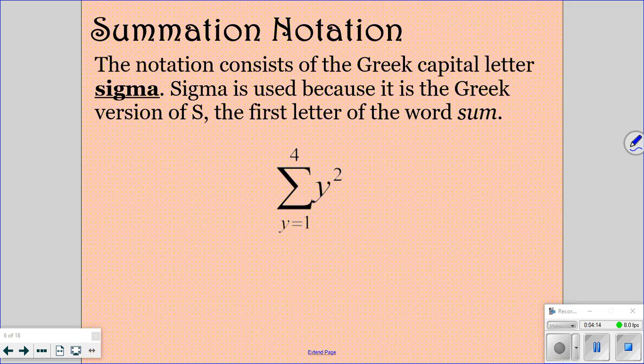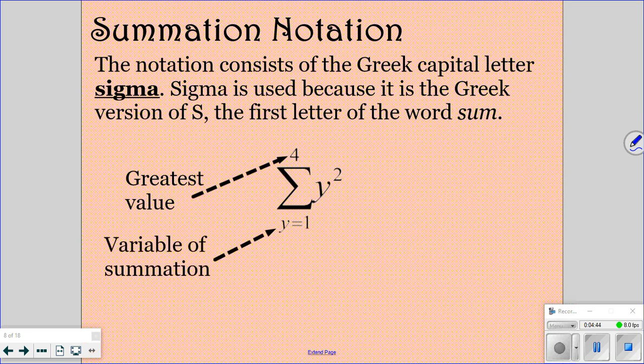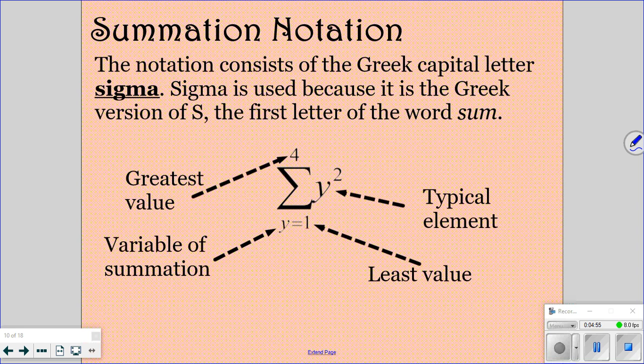Looking at summation notation. The notation is going to consist of the Greek capital letter for sigma. And sigma is used because it's the Greek version of S, which is the first letter of the word sum. So we use sigma because it's a summation, starts with an S. And it doesn't look like an S, but this is sigma when it's a capital letter. And this is what a typical summation notation problem would look like. So the 4 is the greatest value, the 1 is the least value, and our variable that we're going to use is a y here, because that's what they give us right here. And then the y squared is a typical element.